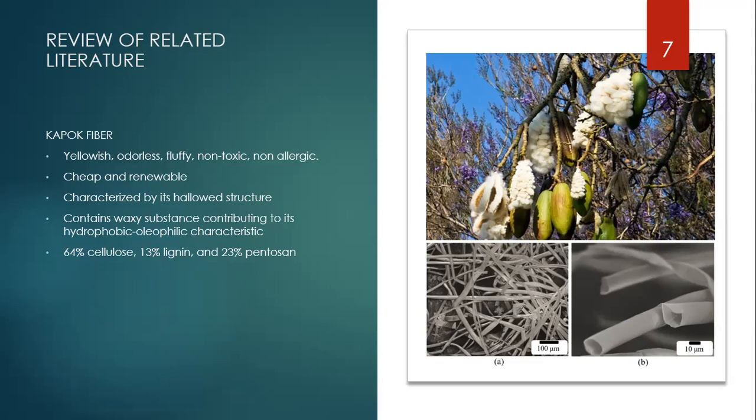And the removal of most water contaminants from wastewater occurs in aqueous solution. So the surface of kapok fibers can be manipulated through the application of dip coating to absorb contaminants in water. So kapok fiber is made up of 64% cellulose, 13% lignin, and 23% pentosan.